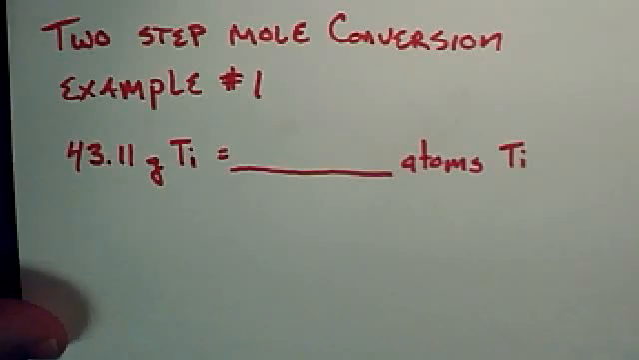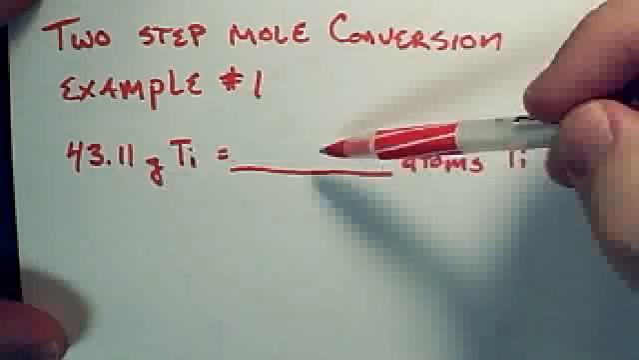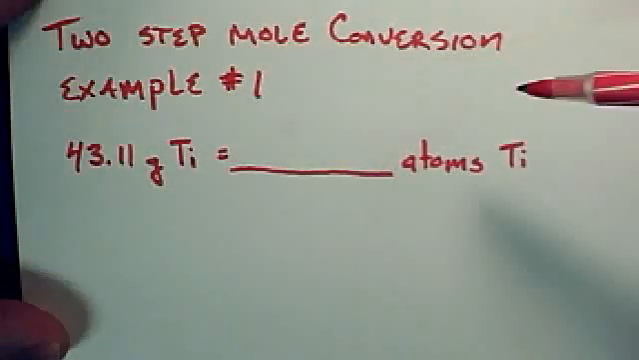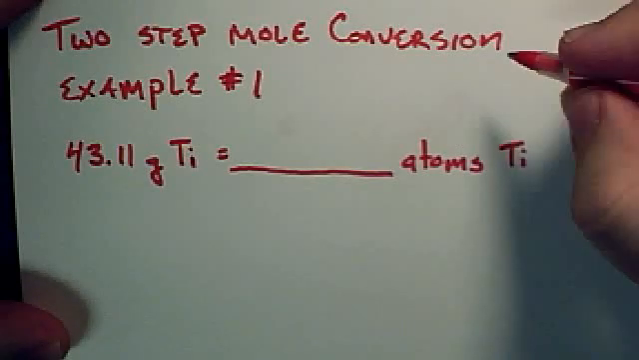Alright, this is a two-step mole conversion. Example number one. What makes it a two-step conversion is that you have to go through moles to get to your final solution. You have to do a conversion twice. So this one says 43.11 grams of titanium equals how many atoms of titanium. I don't have a conversion factor that goes from grams straight to atoms.